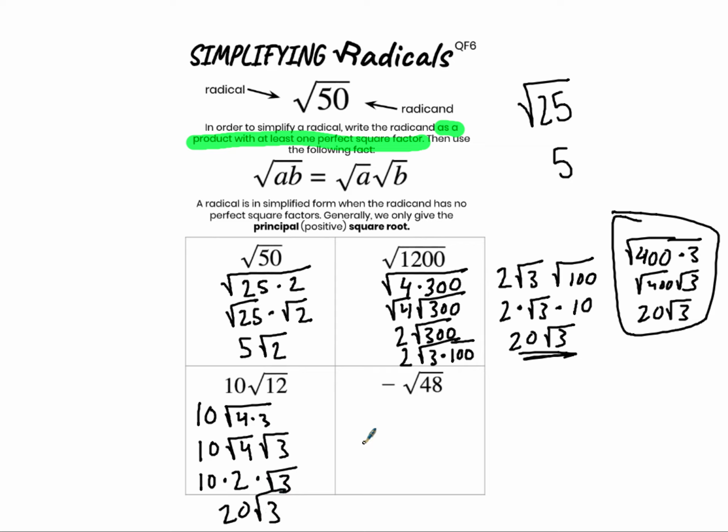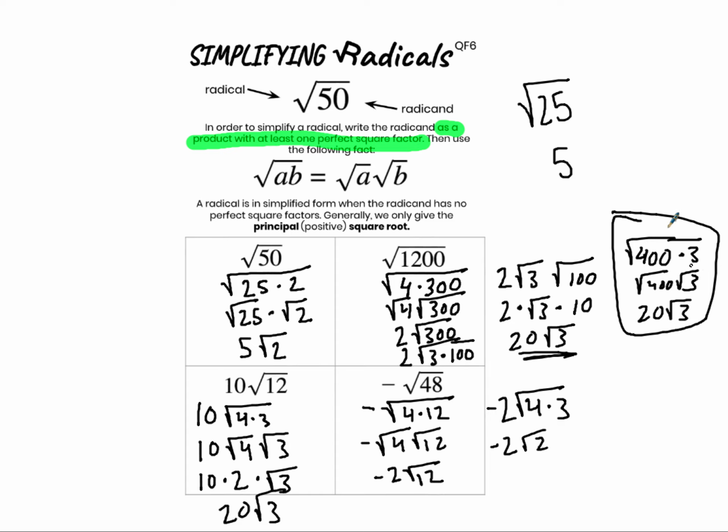So now I'm going to rewrite 12 as, found it over here, 4 times 3. So negative 2 times the square root of 4 times the square root of 3, which is negative 2 times 2 times the square root of 3, or radical 3. That gives me my final answer, negative 4 radical 3, or negative 4 times the square root of 3.